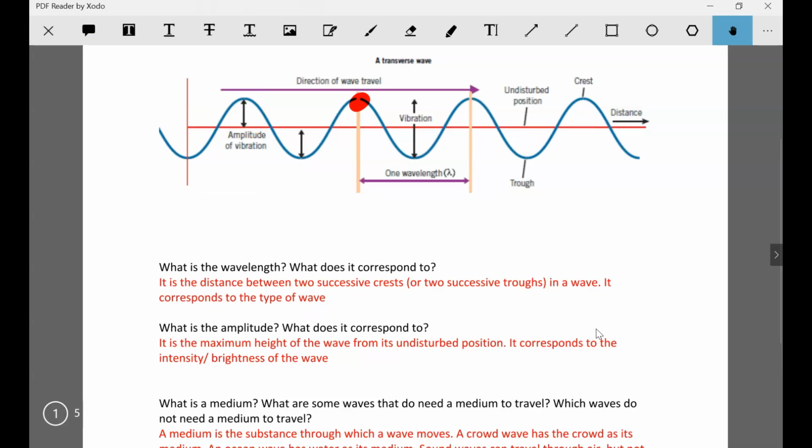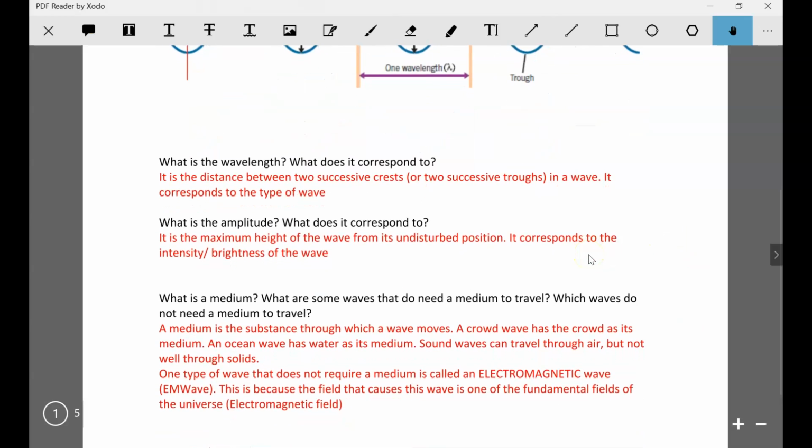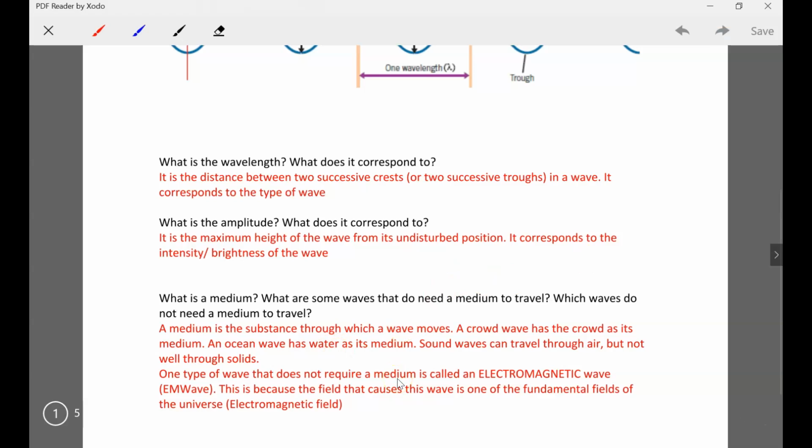We also discussed what a medium is. So a medium is a substance through which a wave moves. The crowd wave has a crowd as a medium, and an ocean wave has water. There's one type of wave which we're going to focus on for the rest of this, and it does not require a medium to transfer. So it's a special kind of wave that does not require a medium.